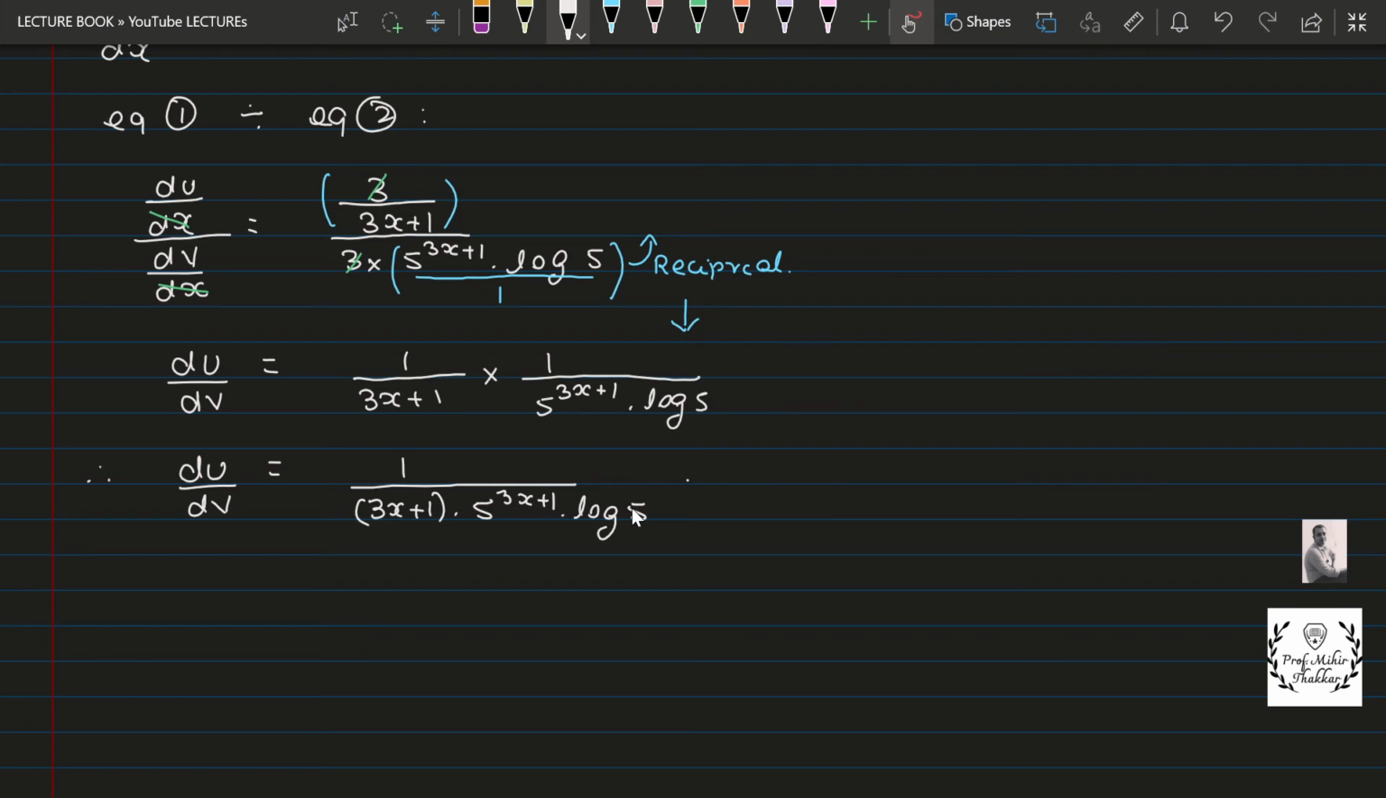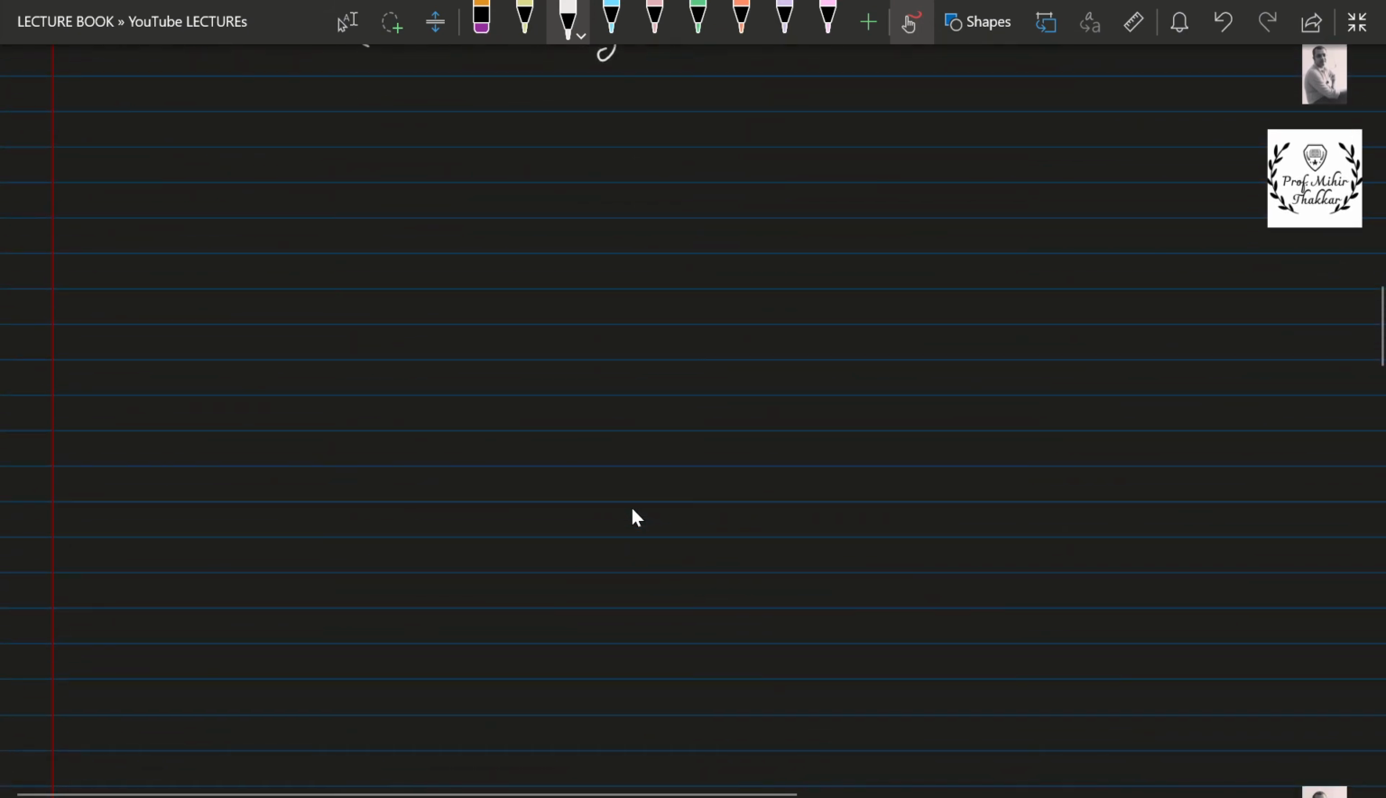Let us see one more type of question in this parametric function, guys. I will take over here example 3. The question comes like this.